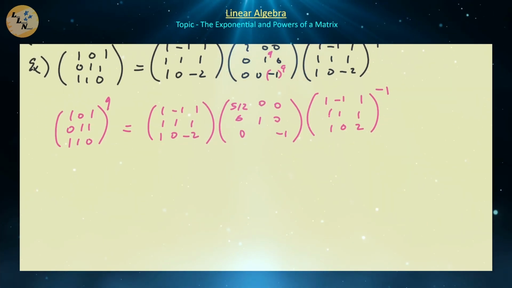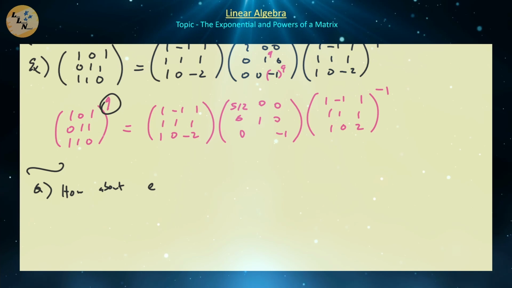So let's look at another question, because you can of course change this 9 to any number. So let's make this a little bit more fun. So how about e to the power of A, where A is just some square matrix? So how would we exactly find this?